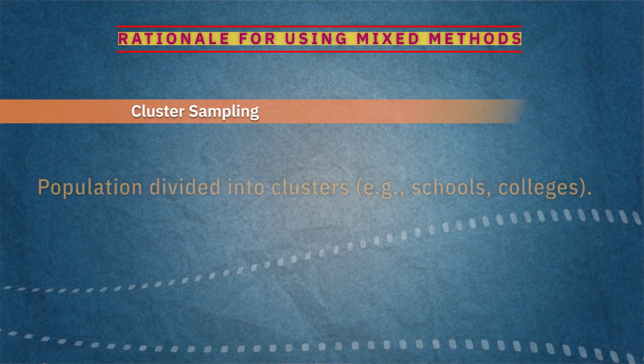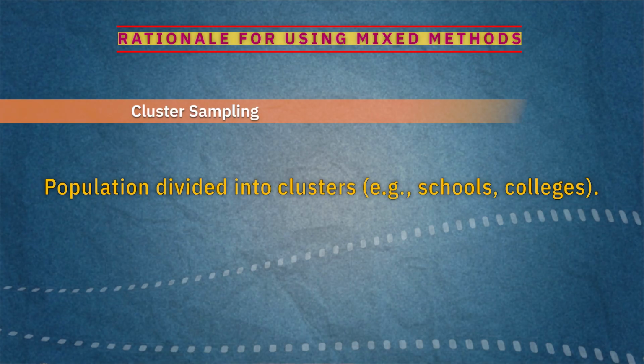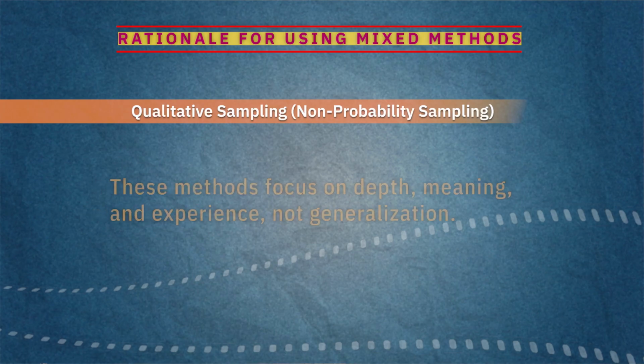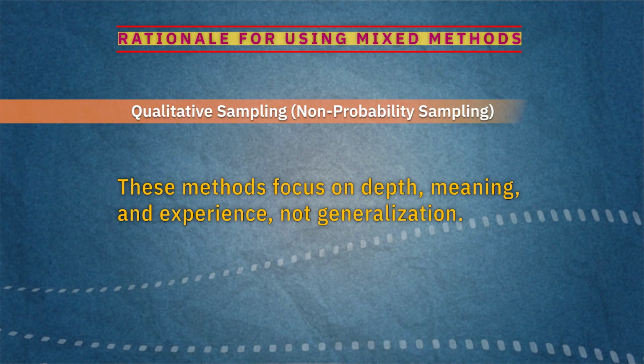Third is cluster sampling, where the population is divided into clusters. Example: schools, colleges. An entire cluster is then randomly selected. The second is qualitative sampling, which is also called non-probability sampling. Now, this method focuses on depth, meaning, and experience, and not generalization.